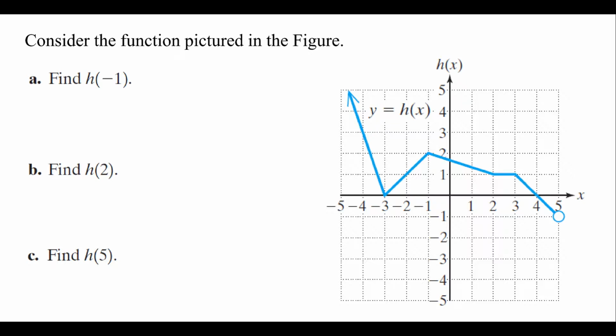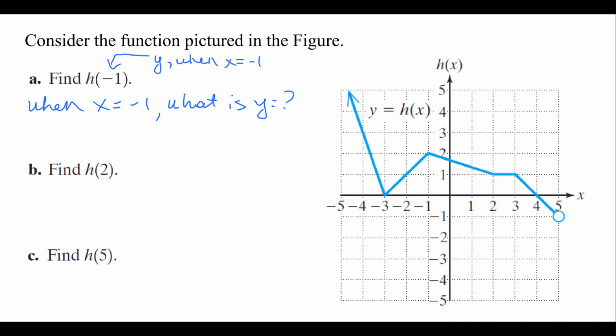Now, what does that mean? What do you guys remember from evaluating a function? This can be interpreted as what? This basically means when x is -1, what is y? That's basically what this problem is asking, because that information is basically the y value when x happens to be -1. So h of -1 is basically saying, okay, when x is -1, find the value of y. So we're going to look at the graph for that.